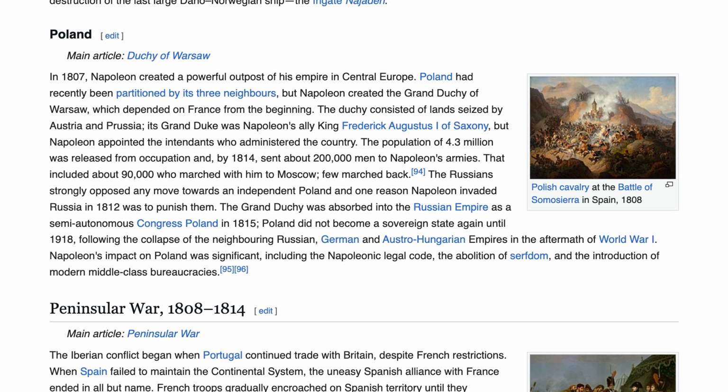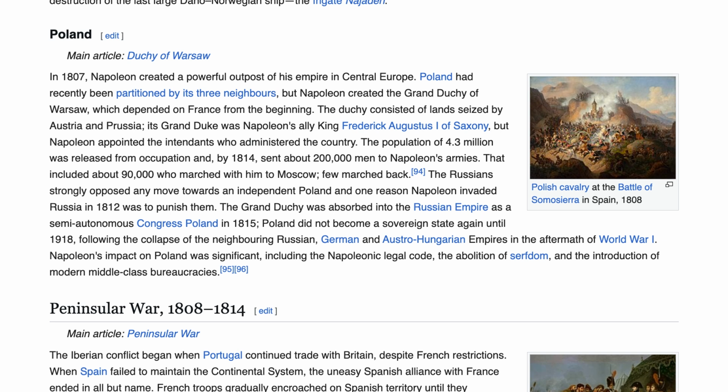Poland had recently been partitioned by its three neighbors, but Napoleon created the Grand Duchy of Warsaw, which depended on France from the beginning. The duchy consisted of lands seized by Austria and Prussia. Its Grand Duke was Napoleon's ally King Frederick Augustus I of Saxony, but Napoleon appointed the intendants who administered the country. The population of 4.3 million was released from occupation and, by 1814, sent about 200,000 men to Napoleon's armies. That included about 90,000 who marched with him to Moscow.